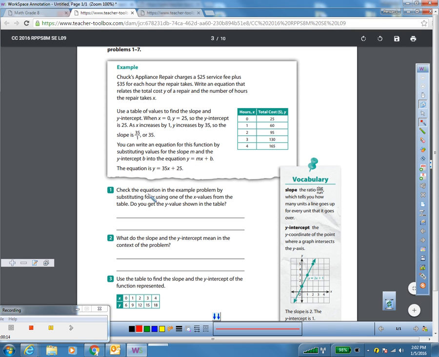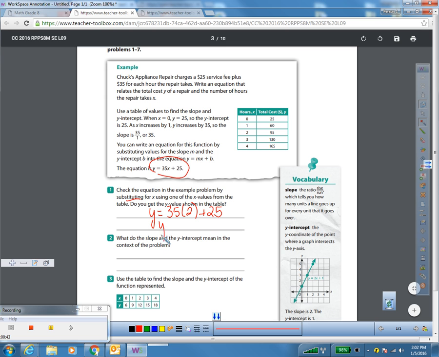Alright guys, so after you've read through the example, it says check the equation in the example problem by substituting for x using one of the x values from the table. So all it's asking you to do is take your equation and replace or substitute. Let's say we plug in 2, one of the x values there, let's say it's 2 hours. And then we'll figure out what the cost is.